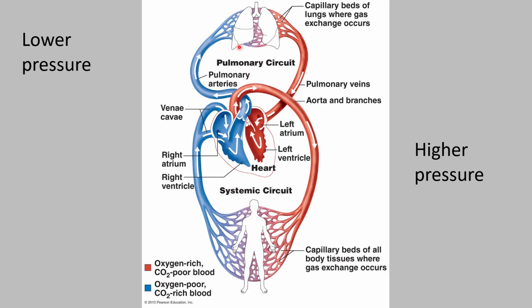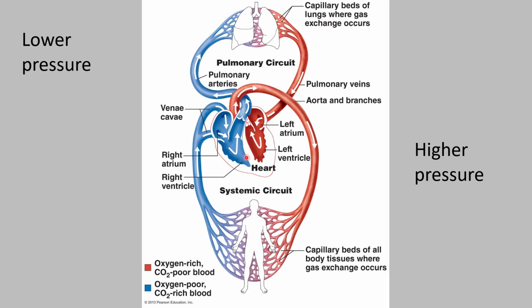Pressure in the pulmonary circuit is pretty low because we're just going from the heart to the lungs and back. Well, the heart, not in this image, but in reality, sits right in between the right and the left lung. So it's a very short path from the heart to the lungs and back.